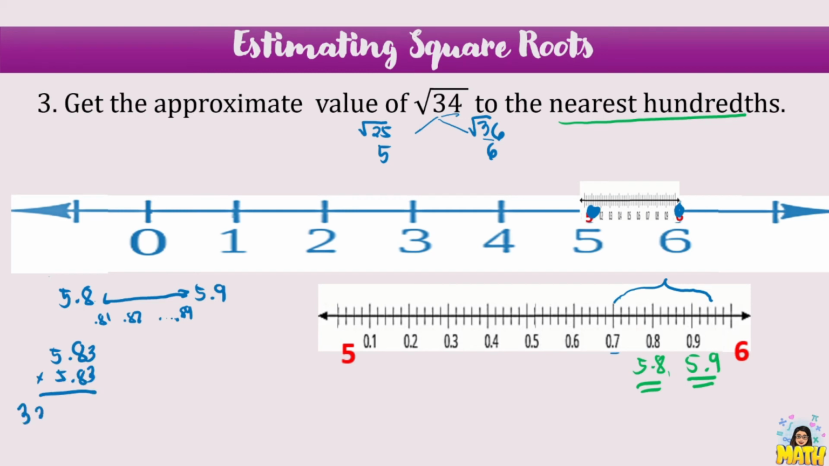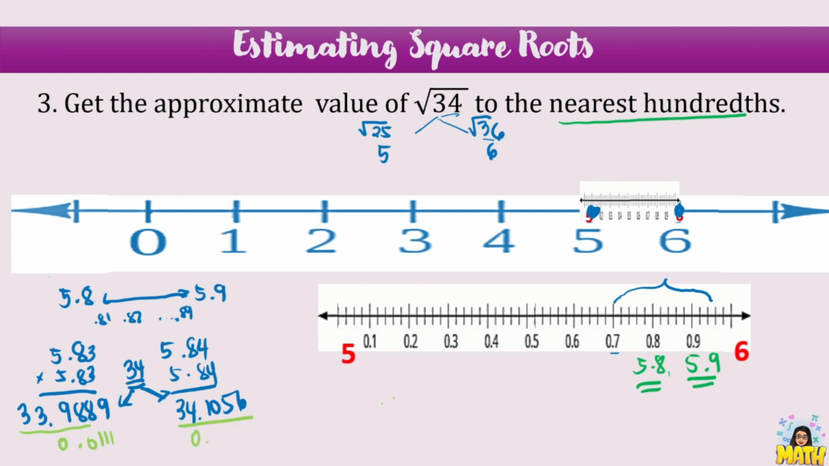So this will give us 33.9889, almost equal to 34 na. Let's try the next decimal place, 5.84, 34.1056. So dito, parehas naman silang malapit sa 34. So what we can do is to subtract 34 minus 33.989. It will give us 0.0111, while this one will give us 0.1056. So alin dito yung mas maliit yung layo sa 34?